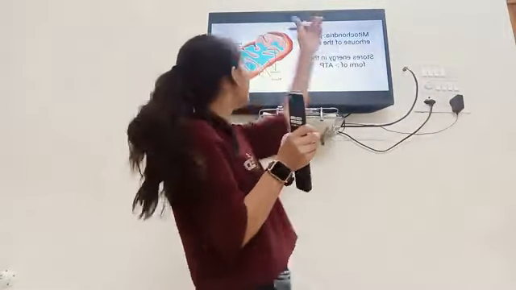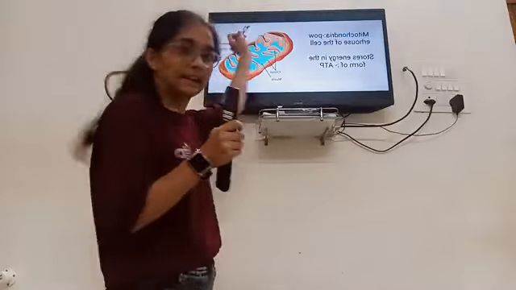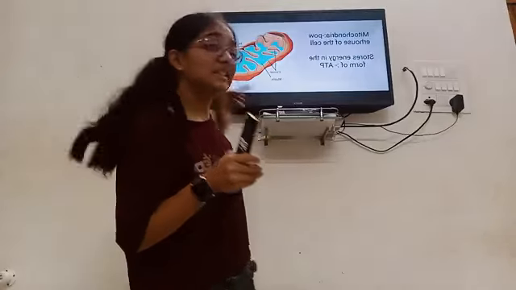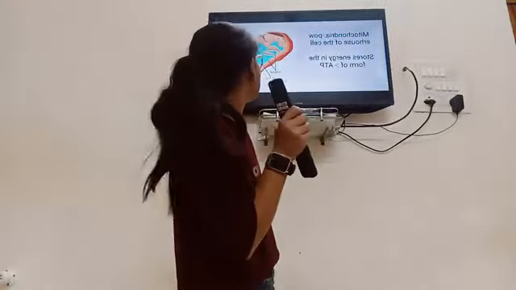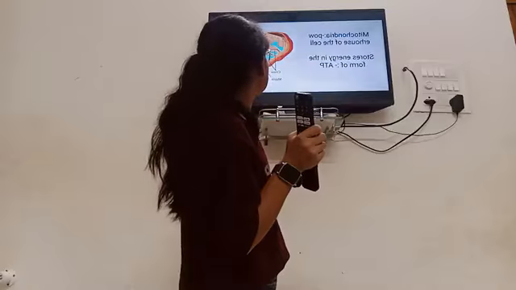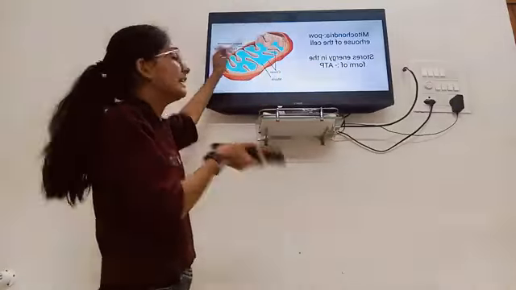Mitochondria is generally known as the powerhouse of the cell. The folds which you have seen here are known as cristae. Now the outer membrane is quite porous and the inner membrane is deeply folded. Okay, and this contains the proteinaceous gel which is known as matrix. You can see the proteinaceous gel here which is known as matrix. This is the outer membrane, this is the inner membrane.